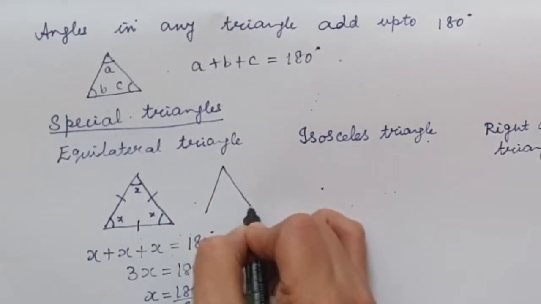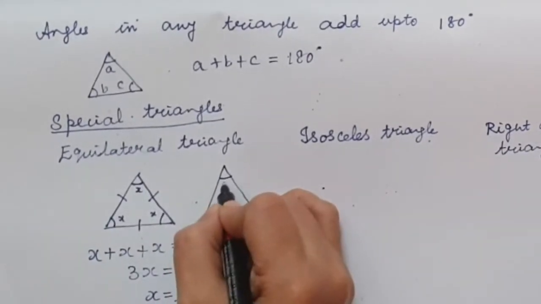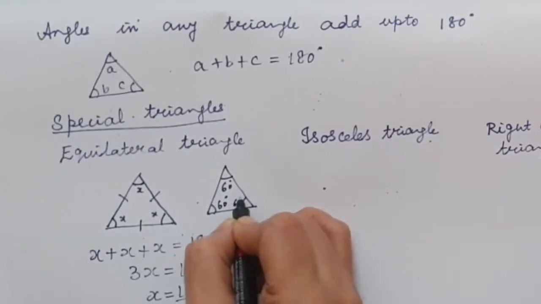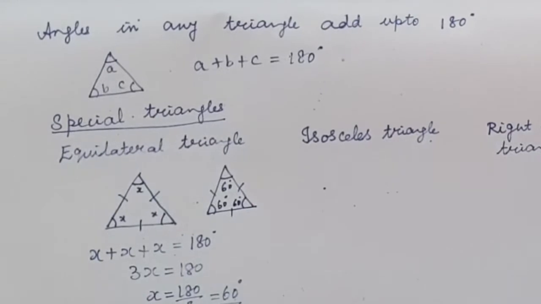So if we make a triangle and if it is an equilateral triangle, then we can just write that all the angles of that triangle are 60 degrees without any hesitation.